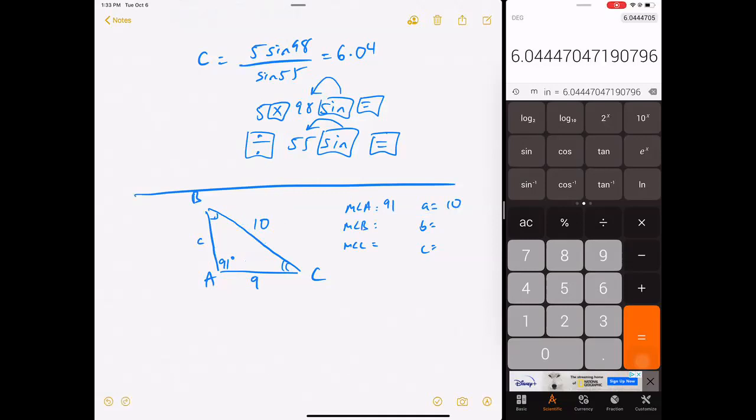Angle B, I don't know what that is. Angle C, I don't know what that is. But I know side B and side A. I know side B is 9. I don't know side C. So as you can tell, I know only 3 bits of information, but that is enough for us to tell everything else about this triangle.